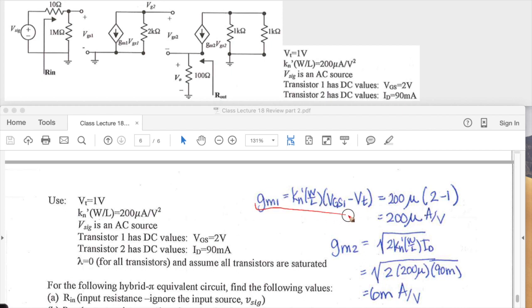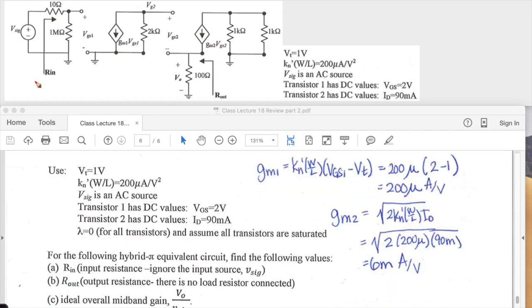So the equations for gm can be seen here. Here's one, and here's the other. Depending on what values you know, whether it's ID or VGS, you can determine gm. Plugging in these values, 200 microamps per volt squared was given for the Kn prime. VGS was stated as 2, and then VT is 1, so minus VT here. For this one, we have 2 and 200 for Kn prime W over L, and then we use the ID value given to us. That results in 200 microamps per volt for the first transistor and 6 milli for the second transistor. So next we want to find Rin and Rout.